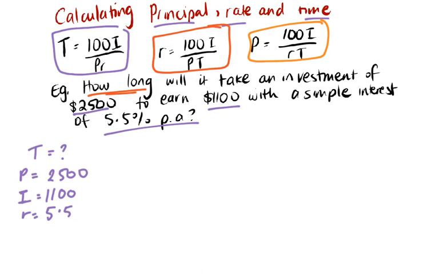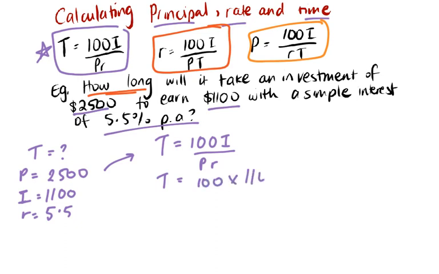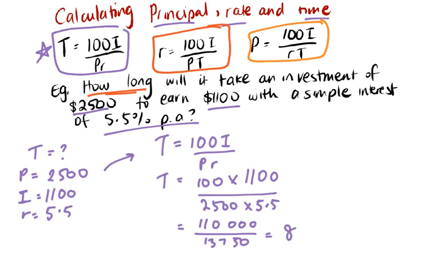So if I wanted to find T, then we're definitely going to be using this formula here. So T equals 100 times I divided by PR. So we're now going to substitute those values back into this formula. So T equals 100 times I, which is 1,100, all divided by 2,500 times 5.5. And if I put that through the calculator, I'm going to do the numerator, which will get to 110,000 divided by 13,750. And if I divide that, it would be 8. So it would take 8 years, because our value here was per annum, and we know that T is in terms of years, for the investment to earn $1,100.